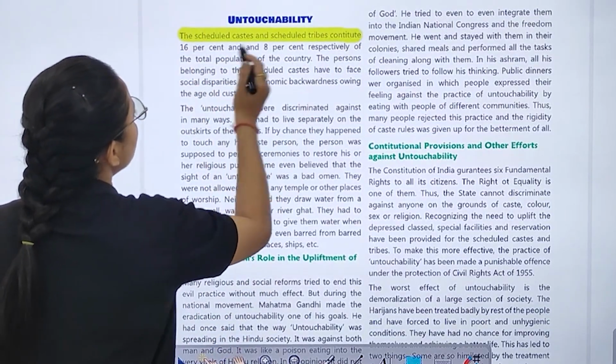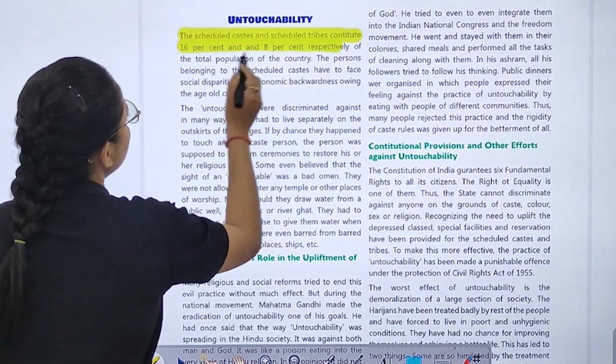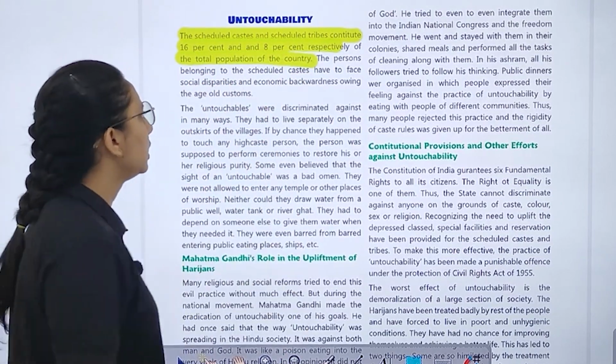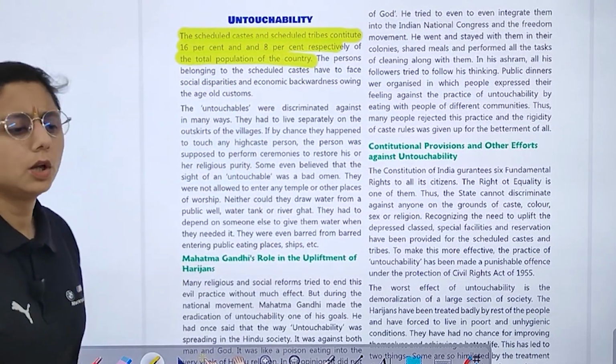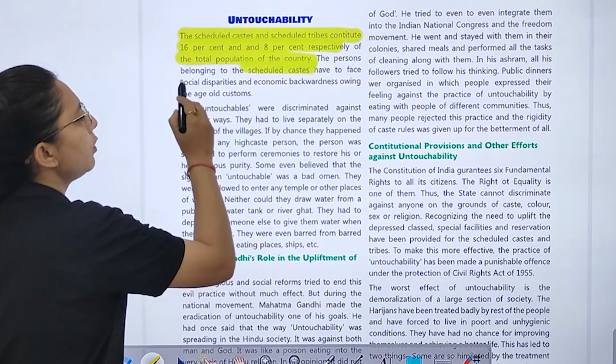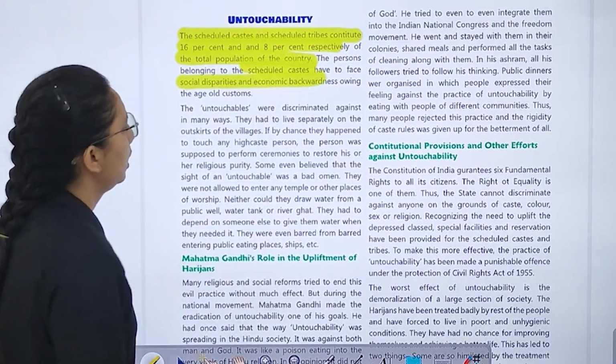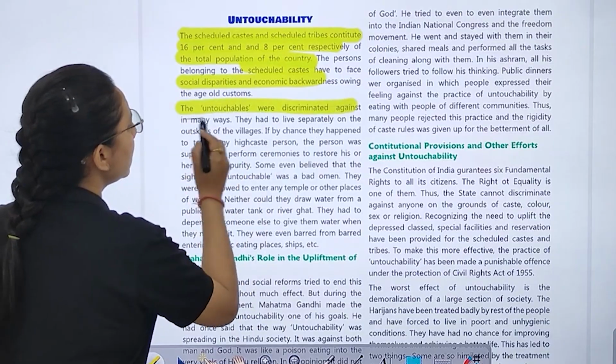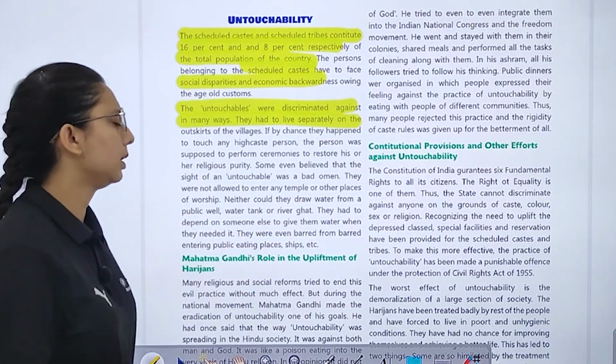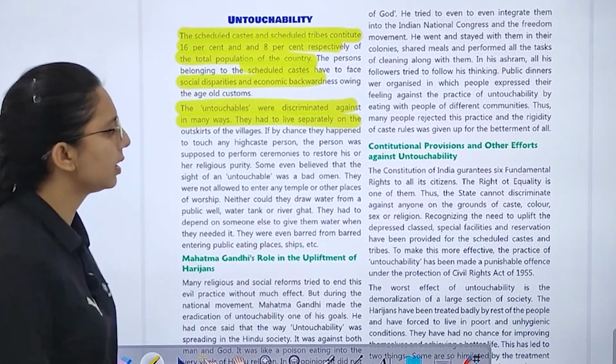Untouchability. The scheduled castes and scheduled tribes constitute 16% and 8% of the total population of the country. The person belonging to a scheduled caste, वो social disparities face करता है and is economically backward. The untouchables are discriminated against in many ways. They had to live separately. उनको outskirts of the village पे separated रहना होता था.